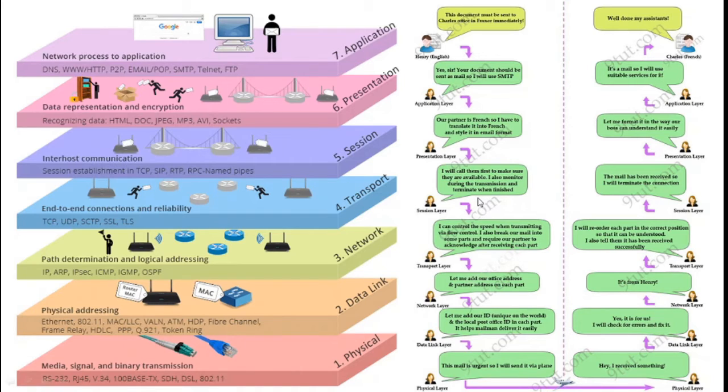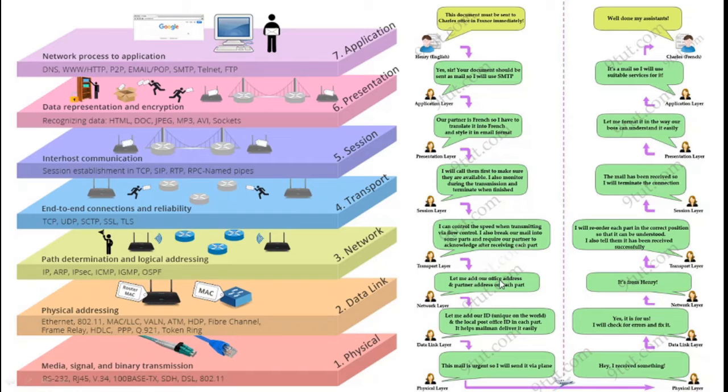When that data is passed on to the session layer, it says I will call them first to make sure they are available. I will also monitor during the transmission and terminate when finished. So that's the work of the session layer, to maintain the session. Then the transport layer says I can control the speed when transmitting via flow control. I also break our mail into parts and require our partner to acknowledge after receiving each part, so that the complete mail is received.